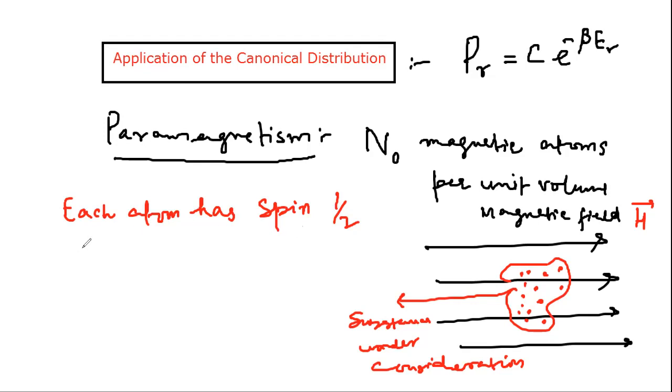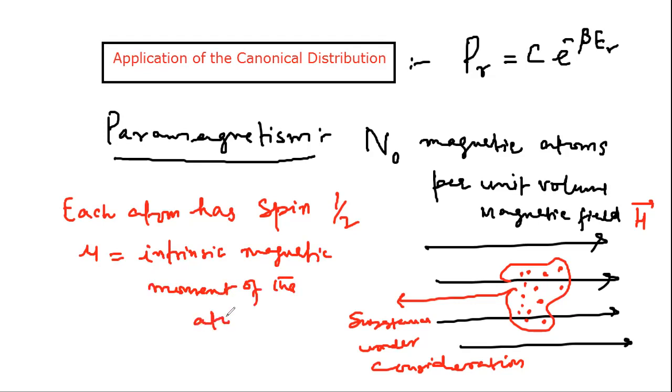So let mu be the intrinsic magnetic moment of the atom. So let mu be the intrinsic magnetic moment of the atom.